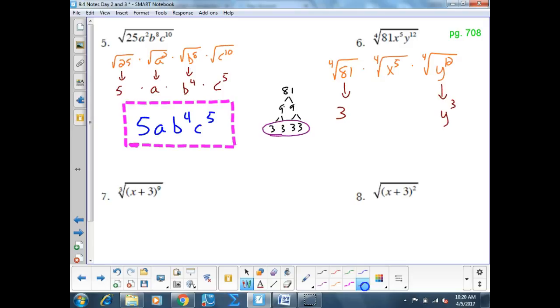Now, one of the things that I'm seeing is that people don't get rid of the radical after they do the radical. Do you understand what I'm saying there? So people would still put here the fourth root of y cubed, even though you've already taken the fourth root out. Once you do it, then you're done with it. You don't have to keep doing it. You only do it once.